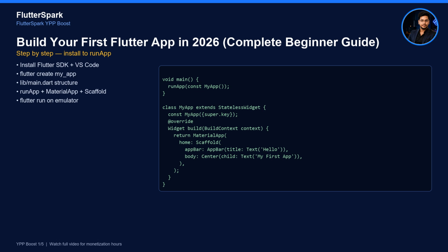We create a class MyApp that extends StatelessWidget. StatelessWidget means this part of the UI does not change by itself. Override the build method. Build must return a widget. We return MaterialApp, which gives Material Design styling.